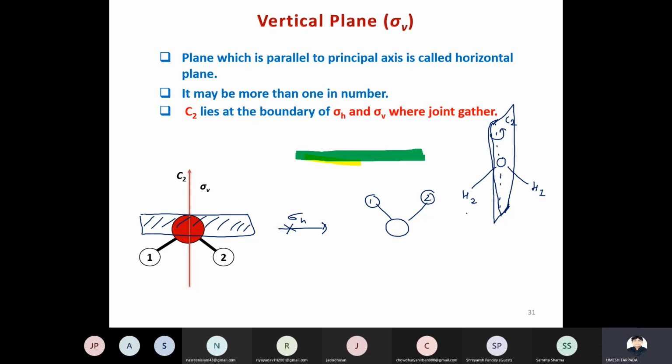So one is this, and the second one is not there. C2 is the bisecting plane, this one. Second, see, these three atoms are in the same line: hydrogen, oxygen, hydrogen. See, this is a bent structure, a V structure. If you just visualize a V, all these are in the same plane, and they are in the plane of your mobile.